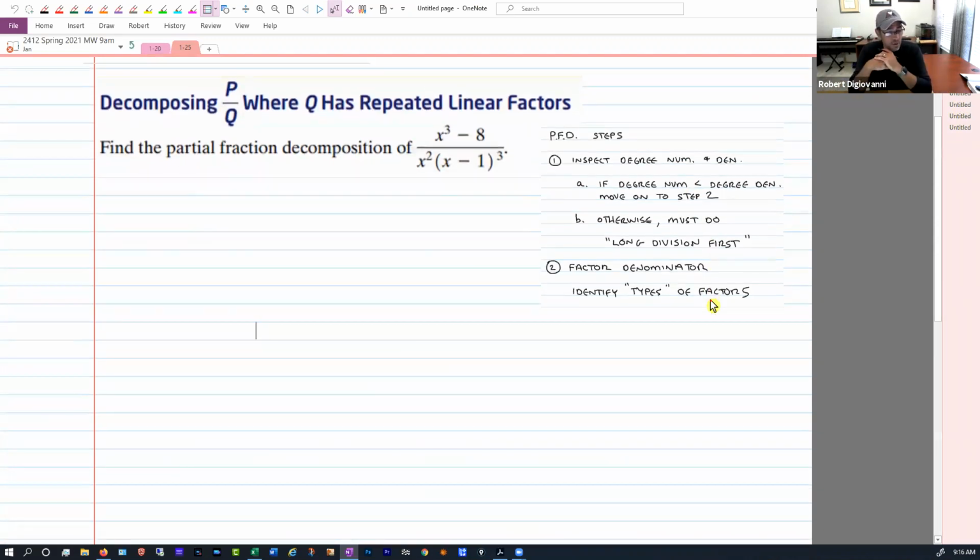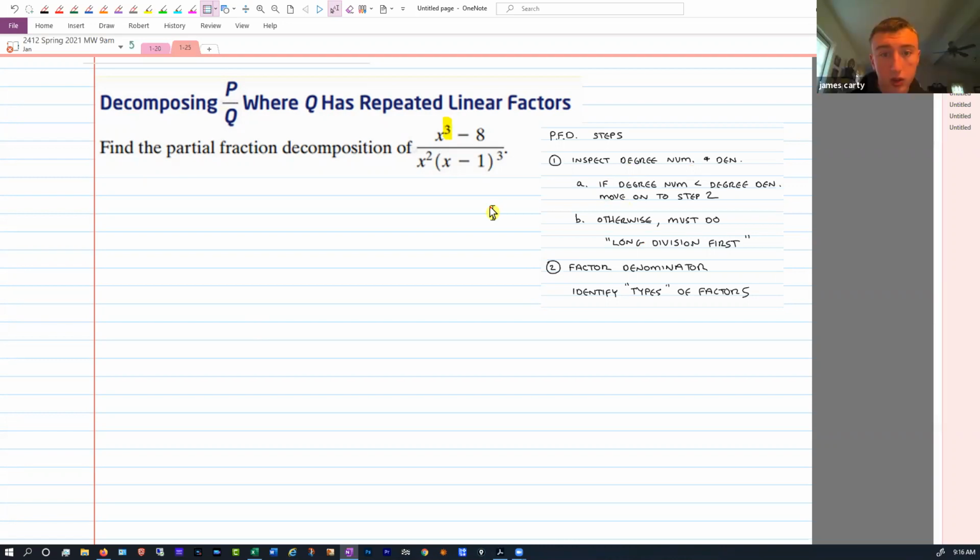All right, so here's the new one. We have instructions here to find the partial fraction decomposition of this. So I put the steps here. And the first step is to inspect the degree of the numerator and denominator and compare them. So when you look at this, the degree of the numerator is 3, right? What is the degree of the denominator? Does anyone know what its degree is?